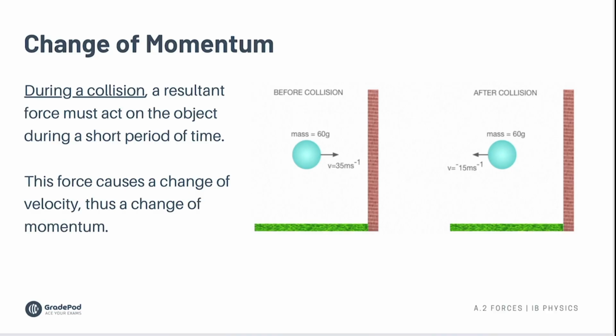And we noticed earlier in the exam questions that we're looking for the words collision, explosion, maybe even the word momentum. But during this collision, or during the explosion, a force must act on an object during a very short period of time. And if we take this example here, before the collision we have a ball heading towards a wall. And after the collision, the ball moves away from the wall. It's got a different speed, but it's got the same mass because it's the same ball.